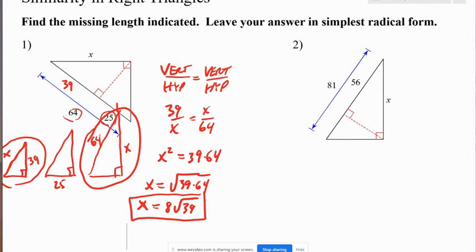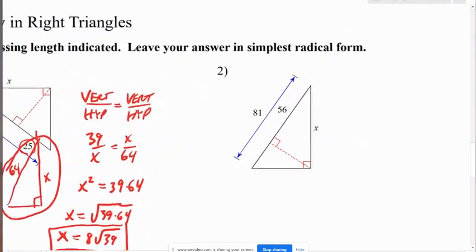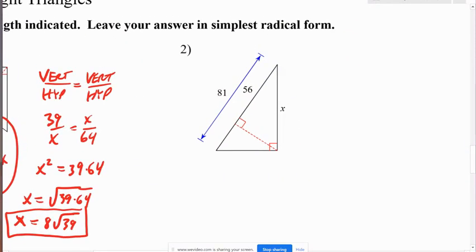Okay, so this does take a little bit of practice. I'll do another one with you and then have you try some. Okay, so let's look at this example 2. Go ahead and draw yourself a rough sketch of this one.